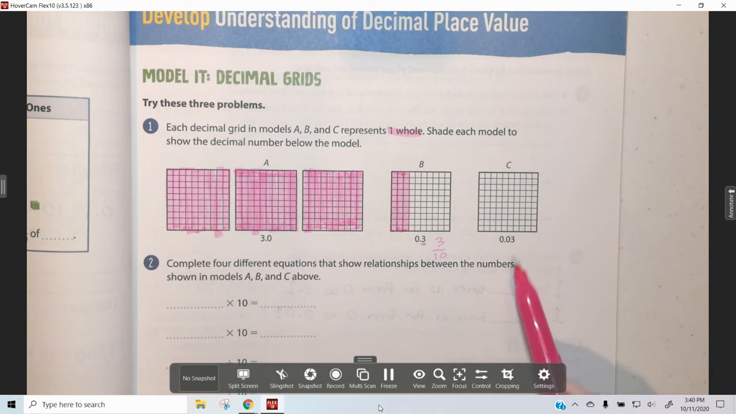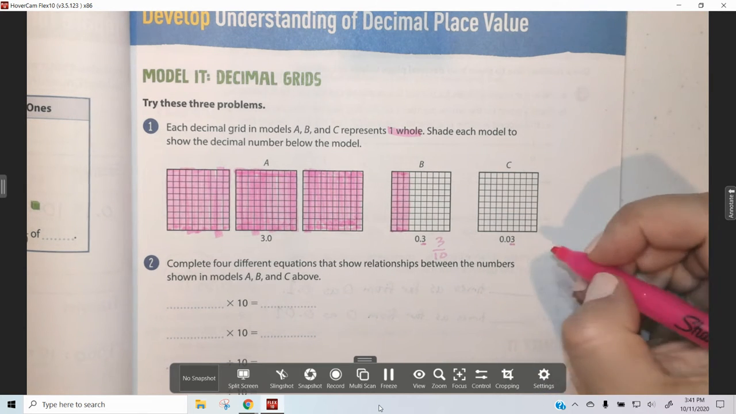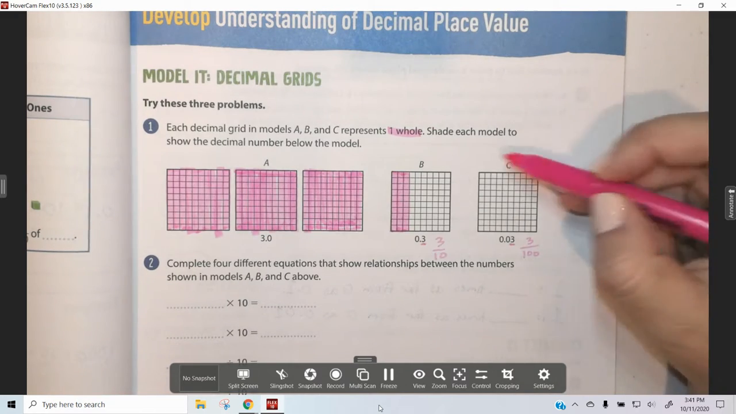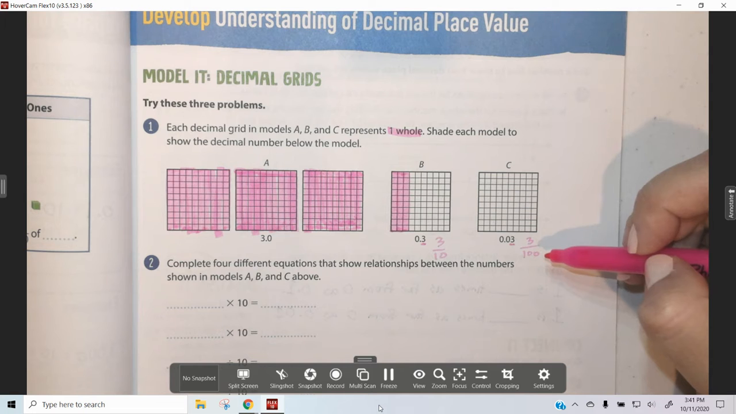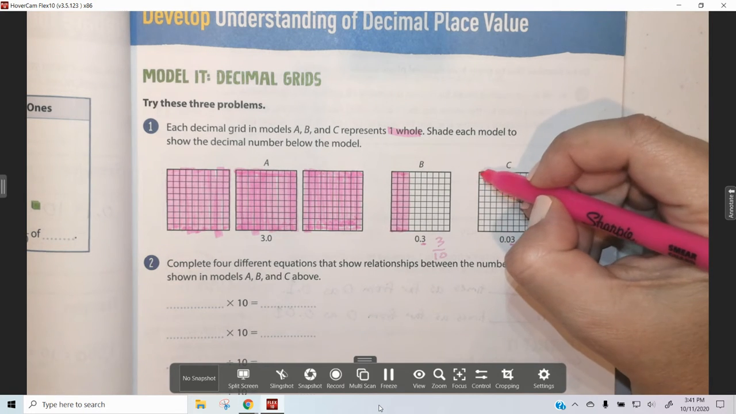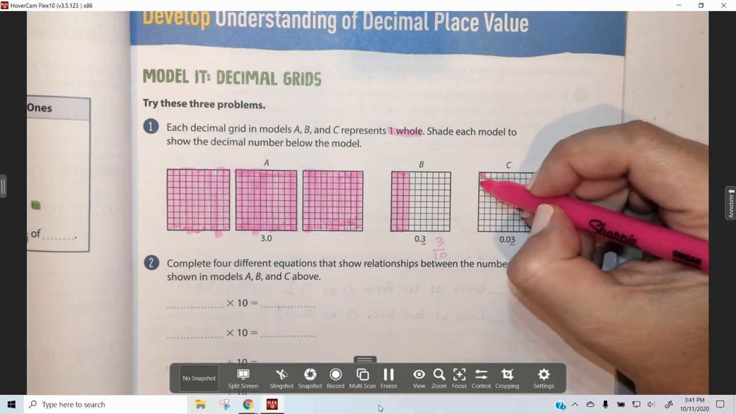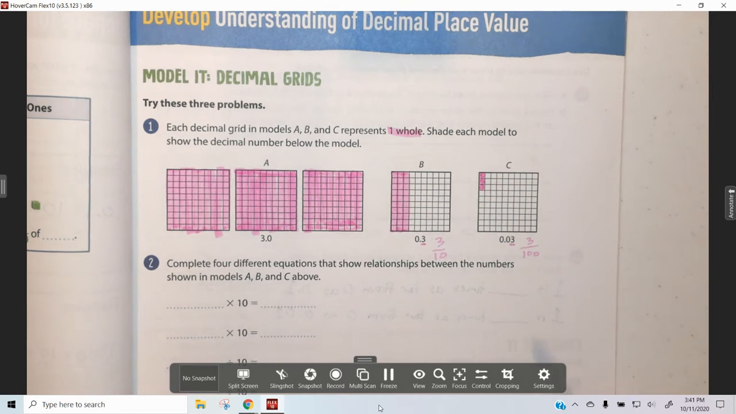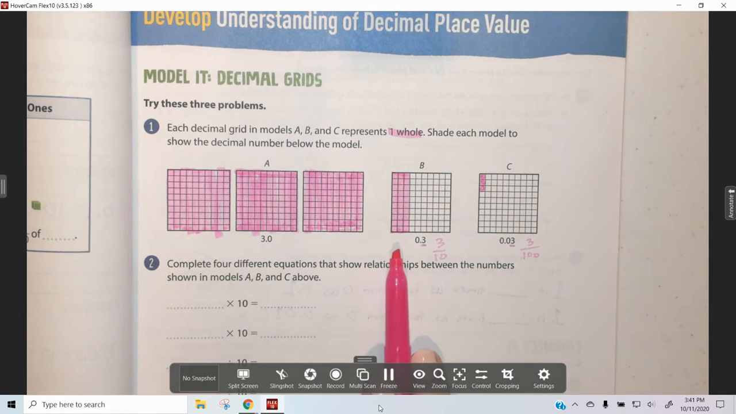And then here we're going to shade in what the value of that 3 is. We know the value goes tenths, and then next is, what is it? Hundredths. That's right. So we're going to shade in 3/100ths. Well, 1 whole has 100 hundredths, so we're just going to shade in 3 of those hundredths. So here we can see 3/100ths, 3/10ths, and 3 wholes.